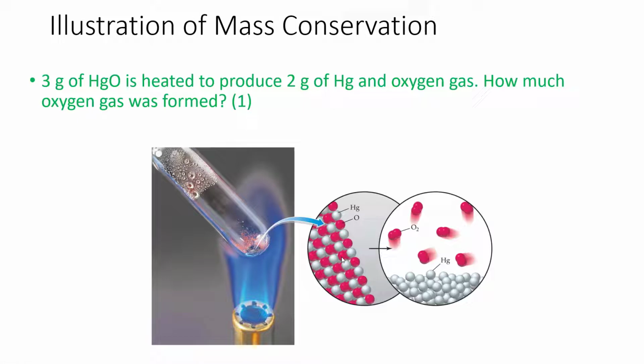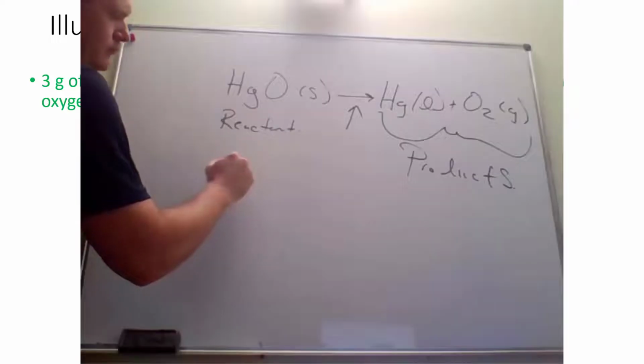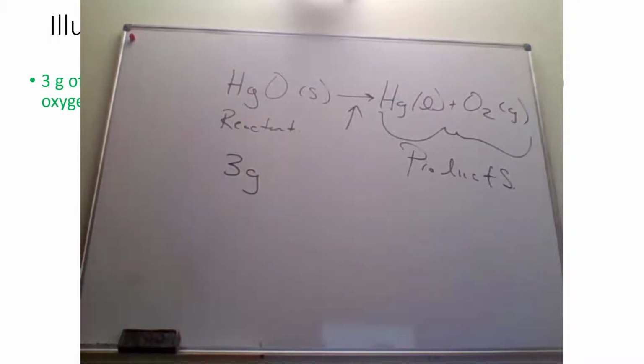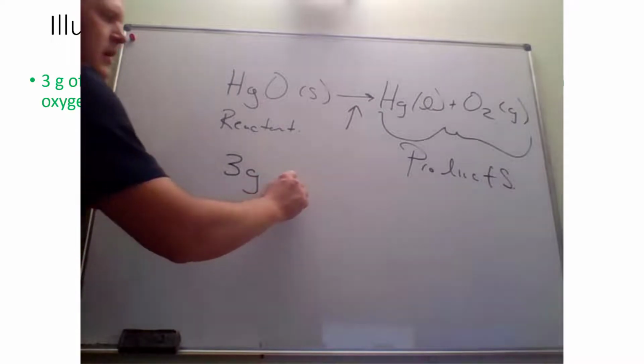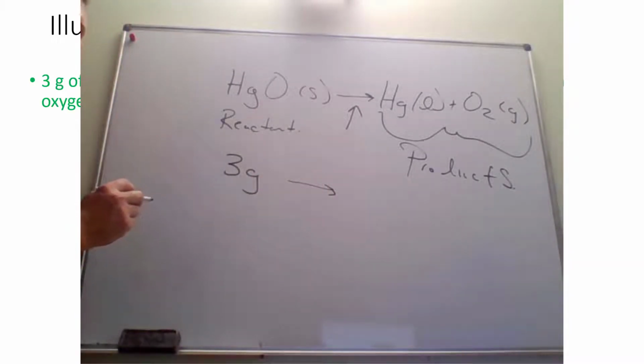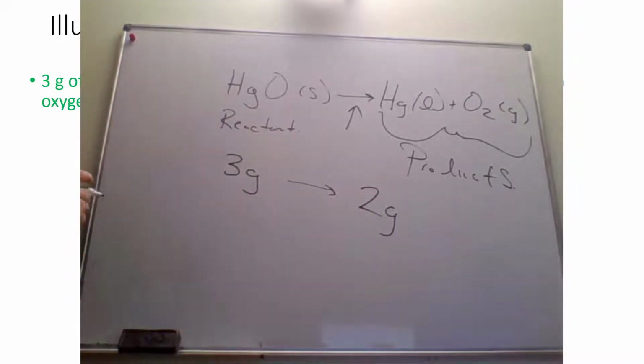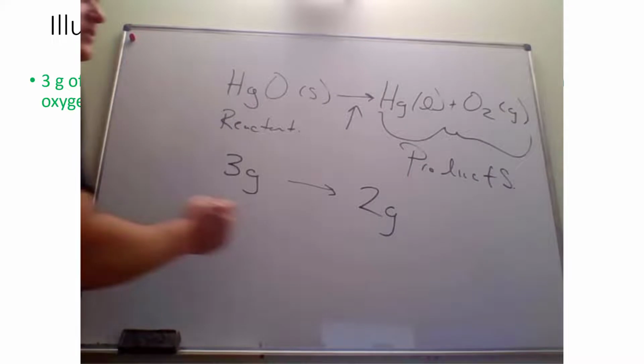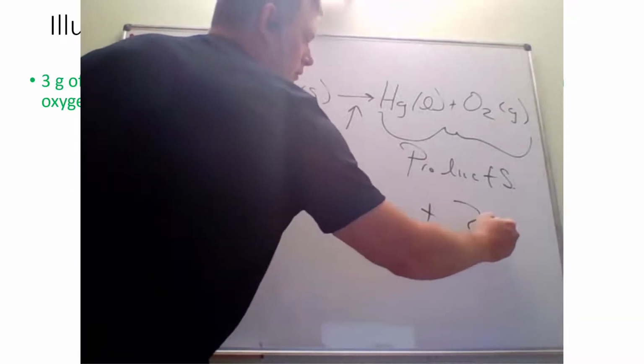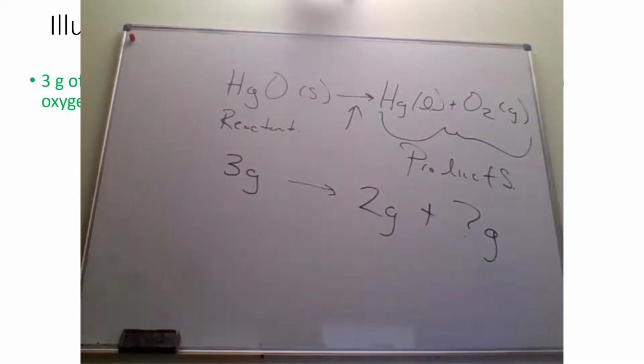If we go back to Priestley's heating of mercury oxide, we can illustrate this law of mass conservation. If we go back up to our equation, say that 3 grams of this mercury oxide is heated up, and it's shown to produce 2 grams of this mercury, we ask the question: how much oxygen gas is formed? So, an unknown amount in grams.